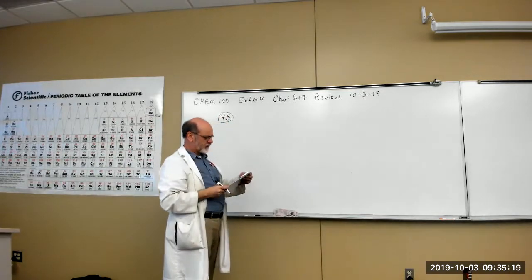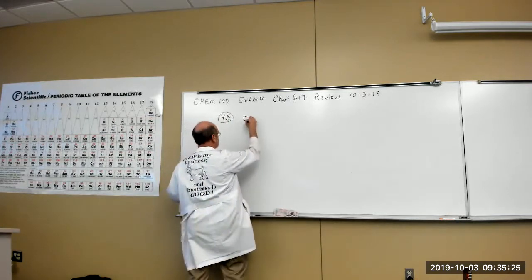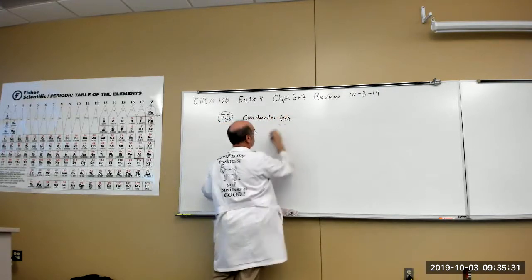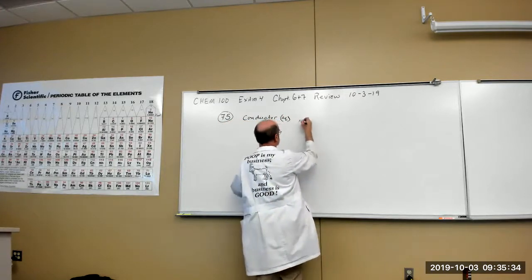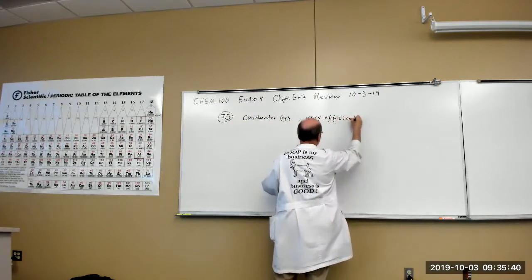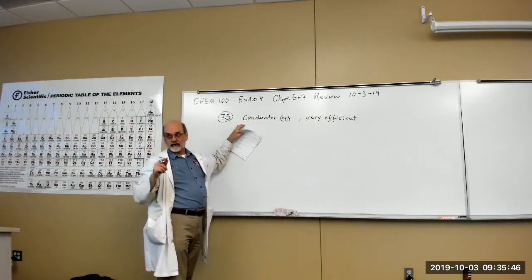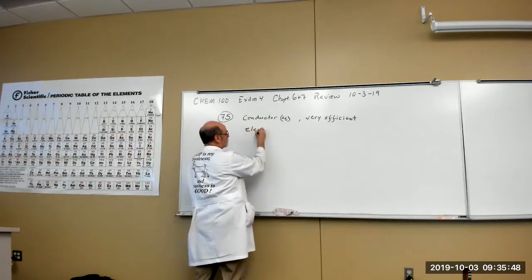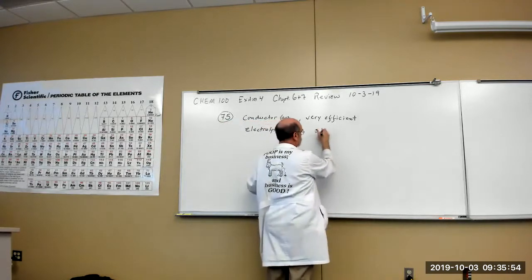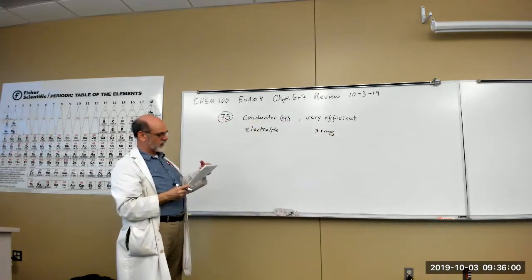Question 75: a substance, when dissolved in water, produces a solution that conducts electricity very efficiently. So it's a conductor in solution, right? And it's very efficient. So by definition, if it conducts electricity in aqueous solution, it is an electrolyte. If it's very efficient, then it's a strong electrolyte. So you look down here and say, okay, strong electrolyte is D.